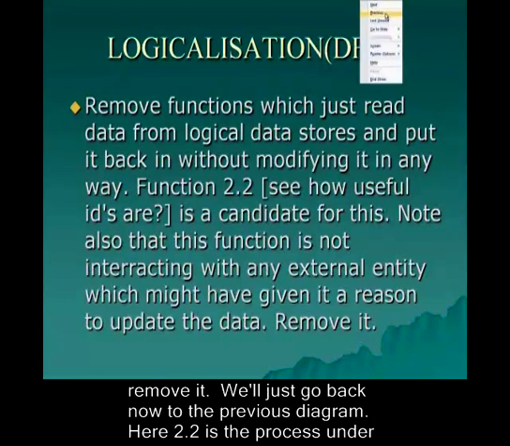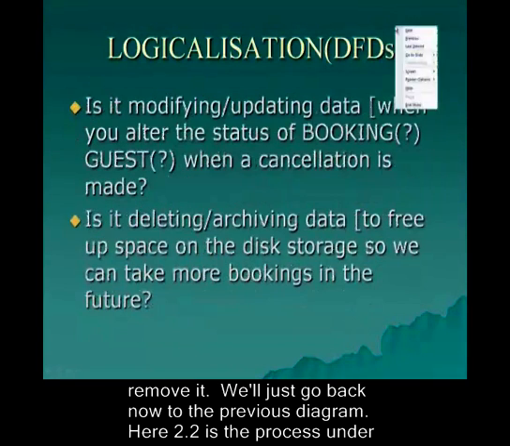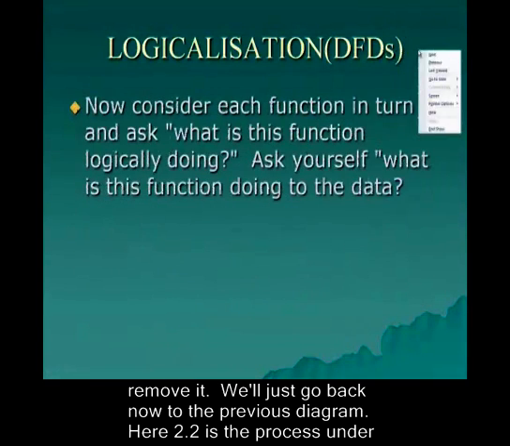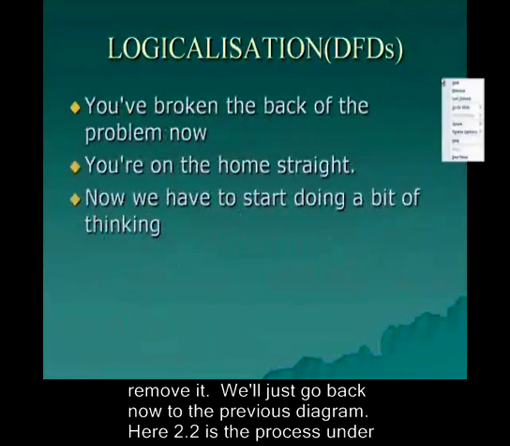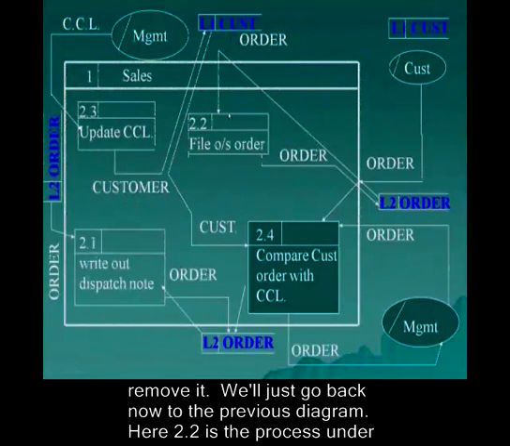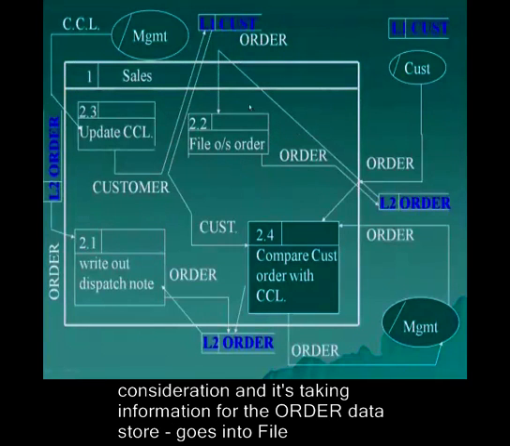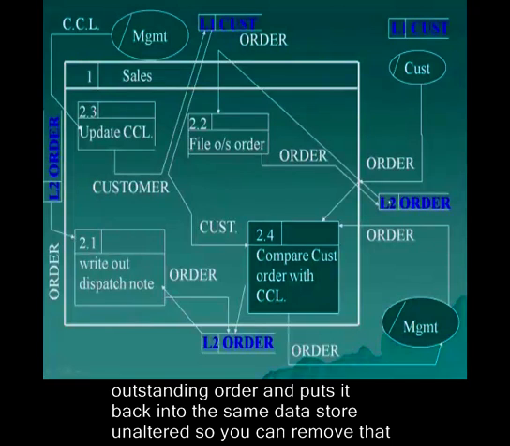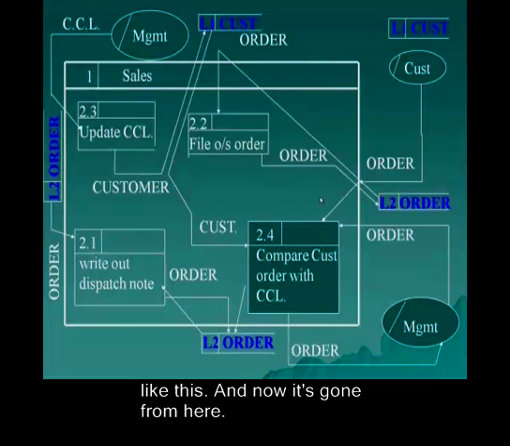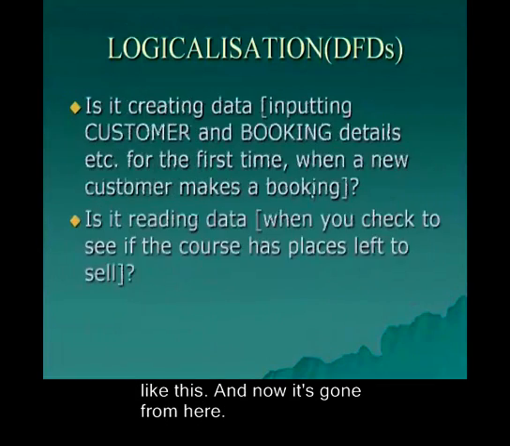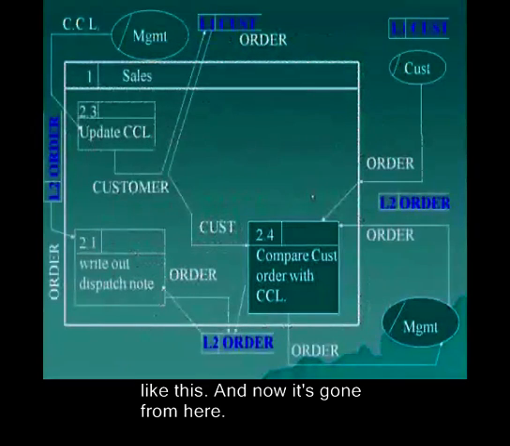And we'll just go back now to the previous diagram. And here 2.2 is the process under consideration, and it's taking information from the order data store, goes into file outstanding order and puts it back into the same data store unaltered. So you can remove that like this. And now it's gone from here.